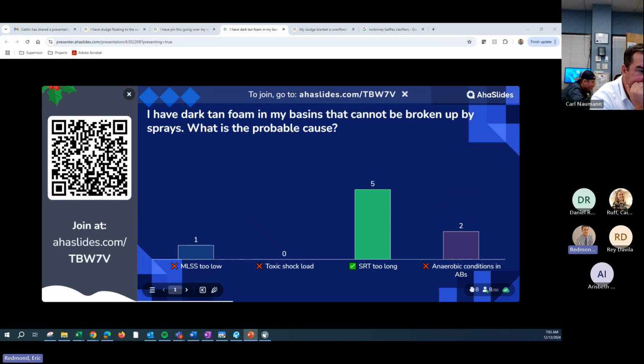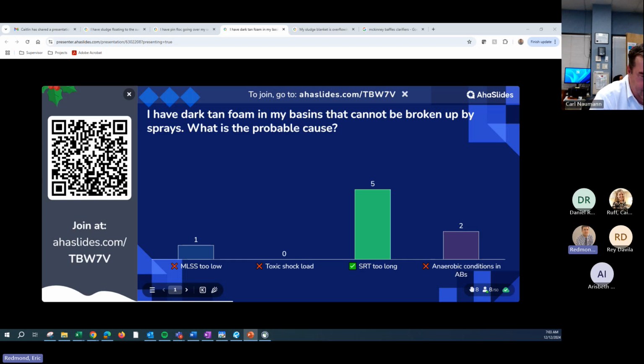Does anybody know what I have if I have a white foam? What's a white foam associated with? Nocardia would be a brown foam. A white foam is too young. A white foam means, like, if you ever go through a startup of a new basin that you took offline and you start up the new basin, you're going to have some white foam. It doesn't last very long, but it's definitely a white foam and it's very distinct.